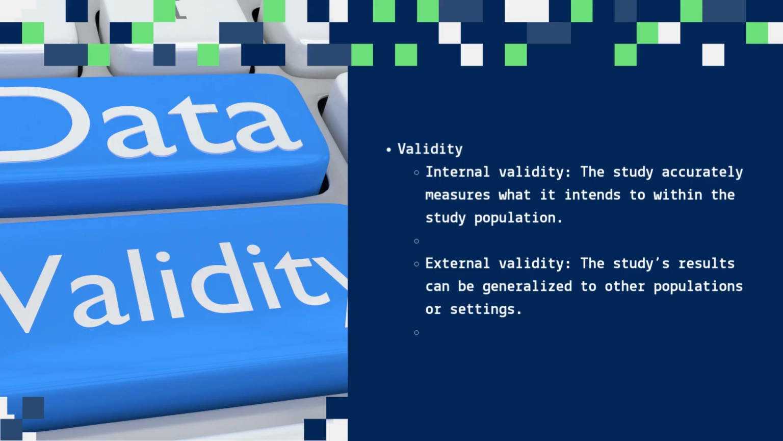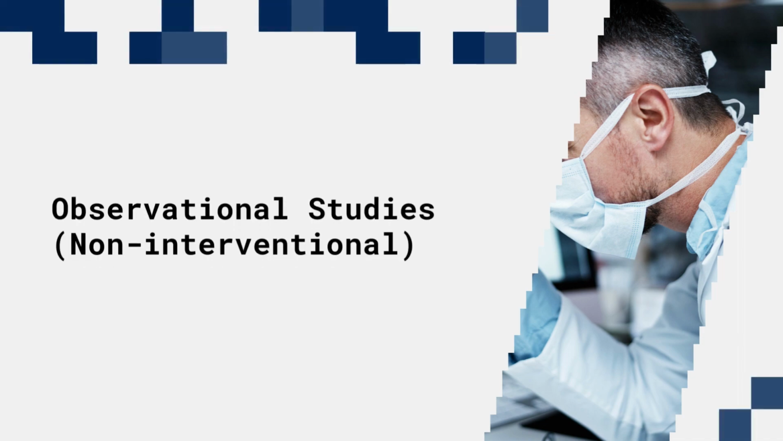With these terms in mind, you now have the vocabulary to confidently navigate both observational and interventional trial designs. Next, let's bring these concepts to life by looking at the different types of studies and how they are structured. We will start with the first family of trial designs: observational studies, also called non-interventional studies.